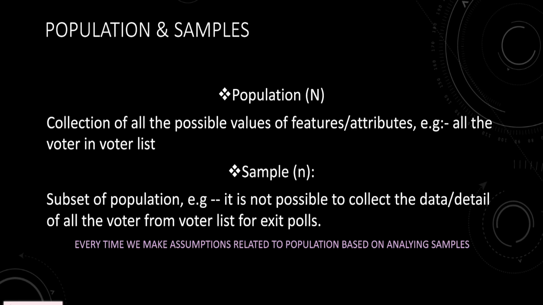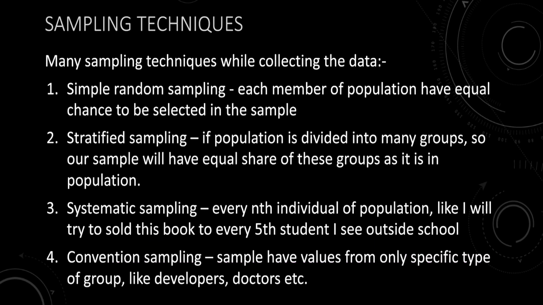Here a question arises: how do we select the records from the population for our sample data set? Here you can see on screen, there are four types of sampling techniques. Sampling techniques are nothing but ways of collecting the data. First one is simple random sampling. In this, each member of the population has an equal chance to be selected in the sample.